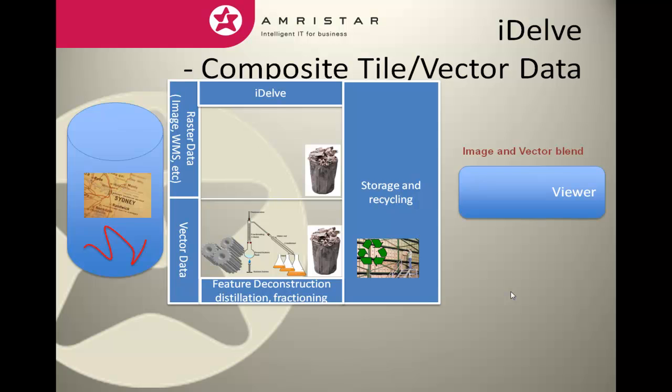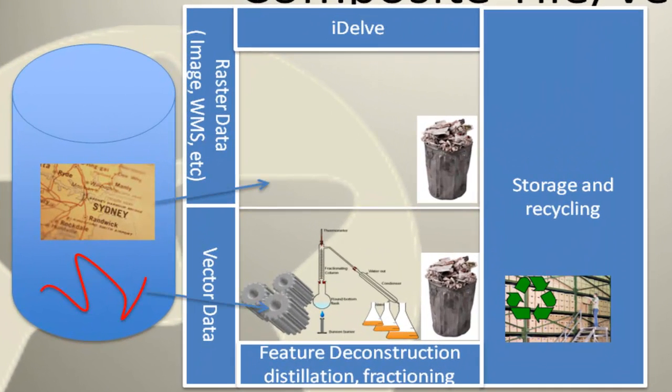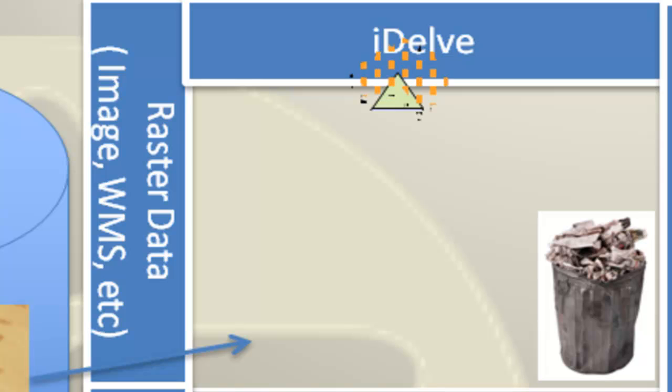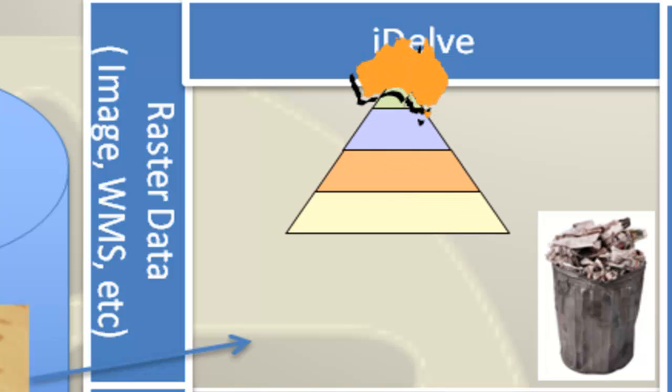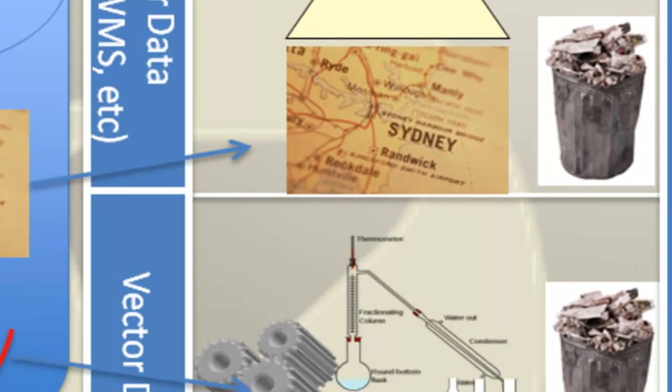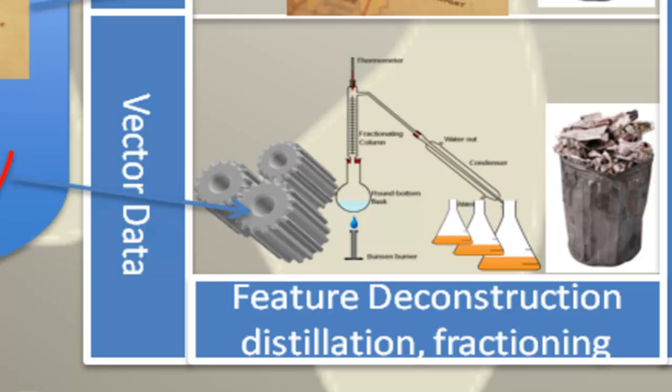Let's consider the iDelve methodology. We will need to show both vector and raster data. iDelve is unique in treating and delivering them natively. Raster data is used to produce a tile pyramid on an as-needed basis, and this allows commonly accessed data to be cached at all resolutions, and less frequently accessed areas to be delivered and cached at less resolution. Meanwhile, vector data is retrieved, distilled and deconstructed into a special form.